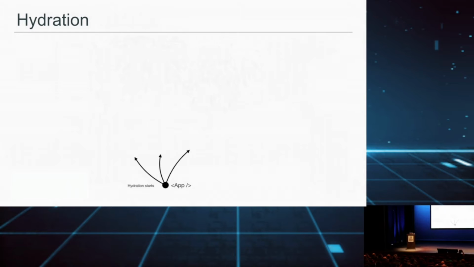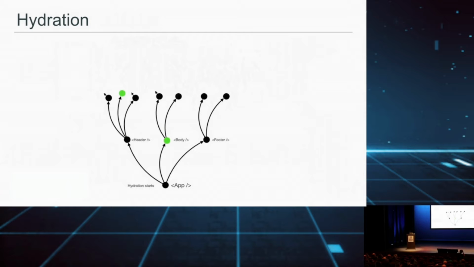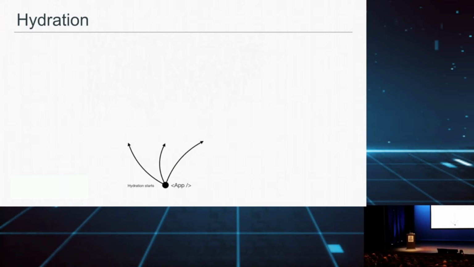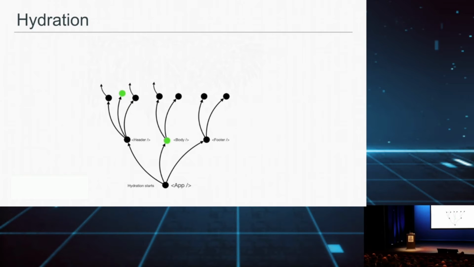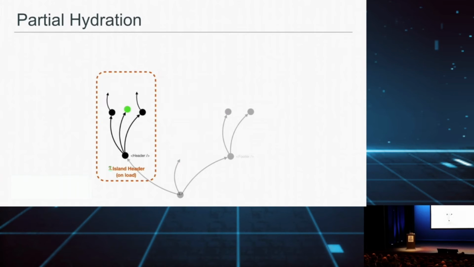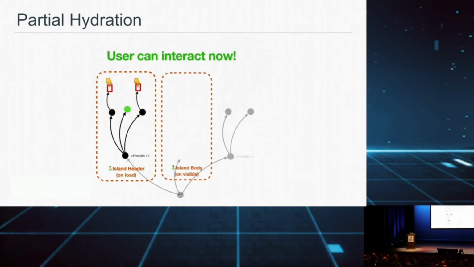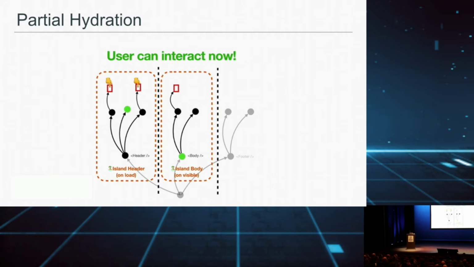So the hydration needs to go from the root of our application, through the parent and child, through all the components and attach the event listener. So finally, the user can interact with the application. A solution to solve this specific problem could be the partial hydration. So Astro and Fresh, which is based on Deno, thought about this problem of hydration and basically said, okay, you know what? We can split our application into many islands.